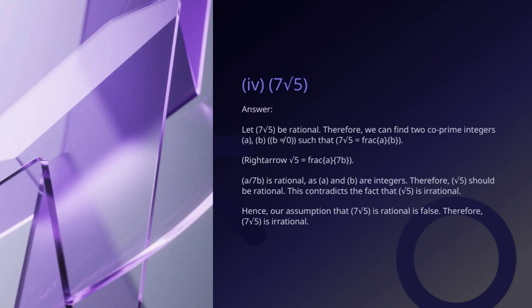Now, just to connect the dots here, if we were to assume 7 square root 5 is rational, then we could write it as a fraction, a/b with coprime integers, where b not equal to 0. From this assumption, we could derive that square root 5 equals a/7b, which would imply that square root 5 is rational, something we've already established as false. So the key takeaway is that assuming 7 square root 5 is rational leads to a contradiction, confirming that 7 square root 5 must indeed be irrational. This conclusion fits into our overall theme of understanding the irrationality of certain roots and their multiples.